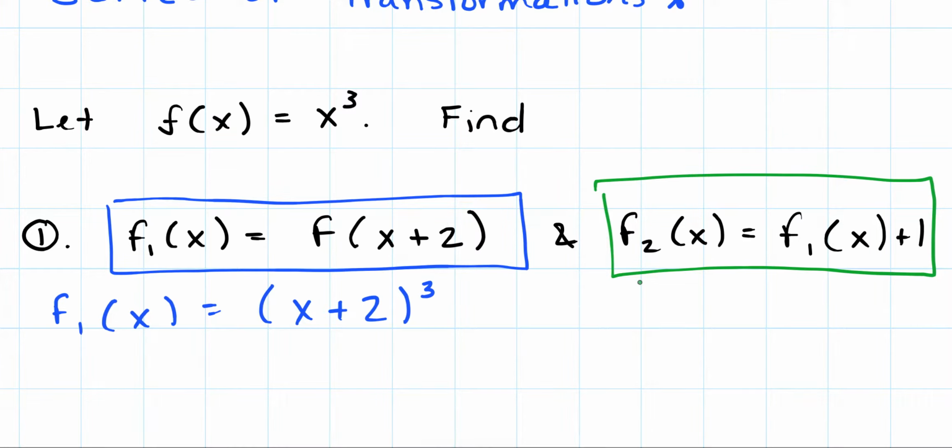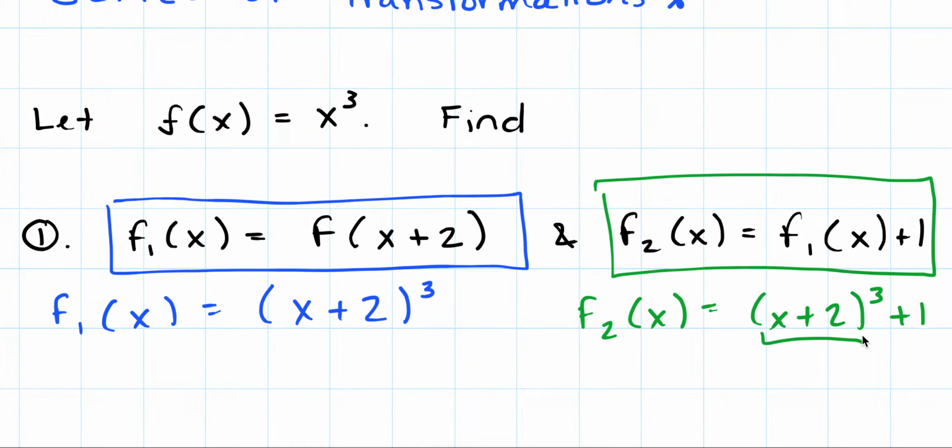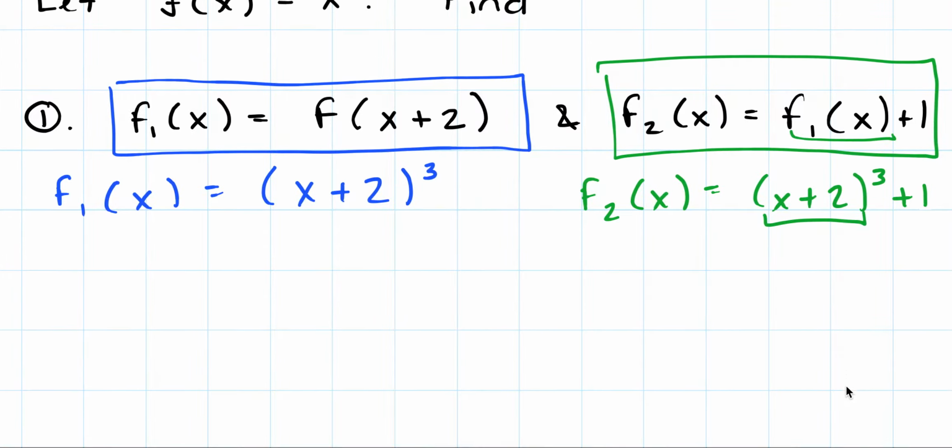Here, this new function that I'm calling f2 of x is f1 of x, which we have written here, with a 1 on the outside. So I'm taking this function, x plus 2 cubed, and then I'm adding 1 to it. Okay, this is f1 of x, and then add 1. Let's try some more.